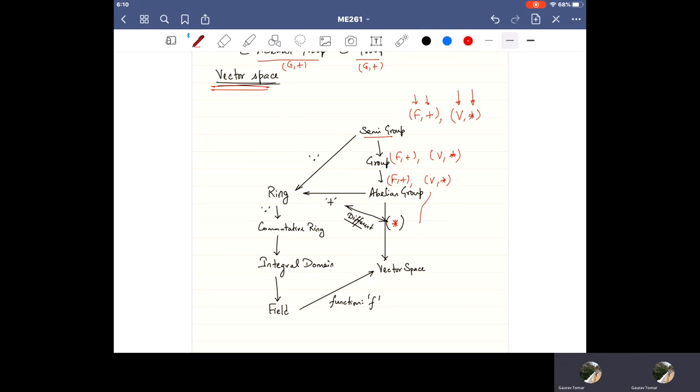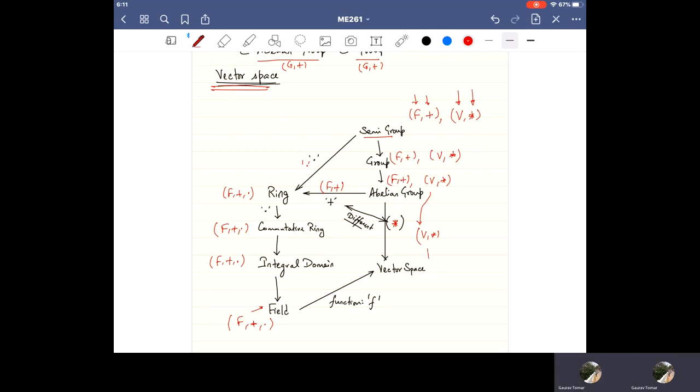For F with plus, we'll define another operation dot and then define a ring with respect to this set F with plus and dot. Then let's say F with plus and dot forms a commutative ring. It also satisfies all the properties for an integral domain, and not just that, it satisfies the properties for it to be defined as a field. So F is a field.